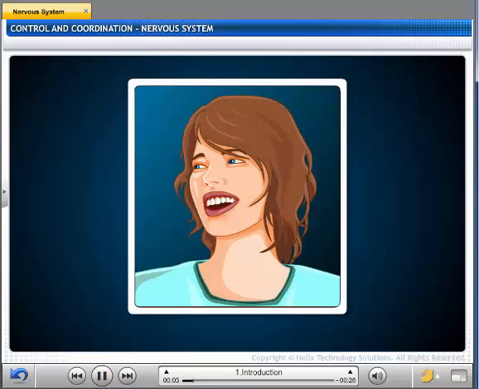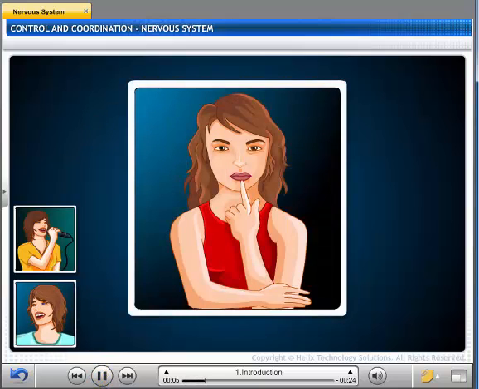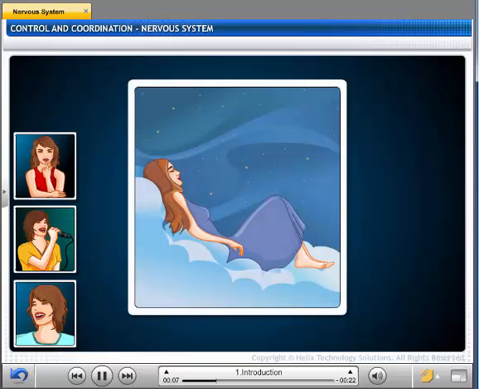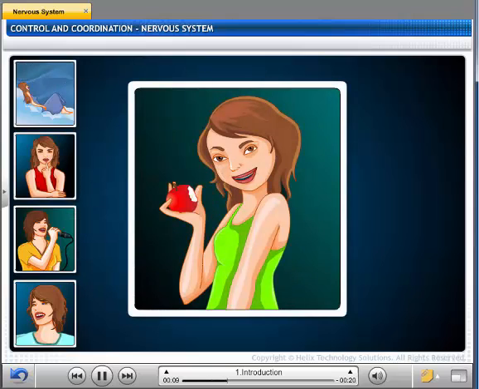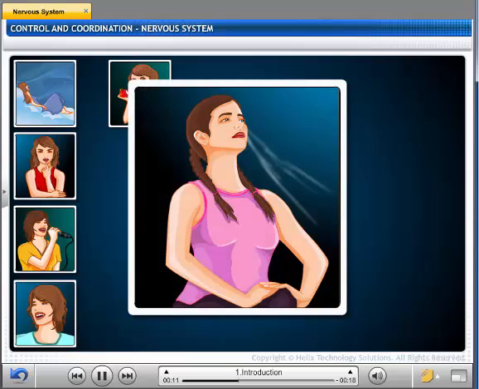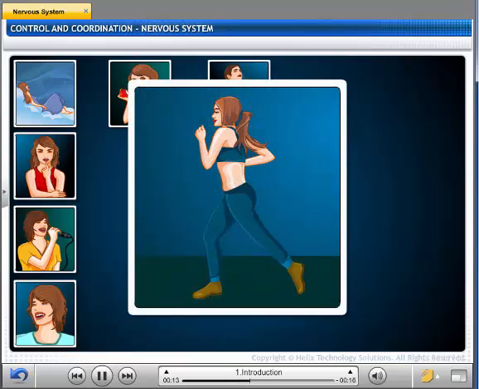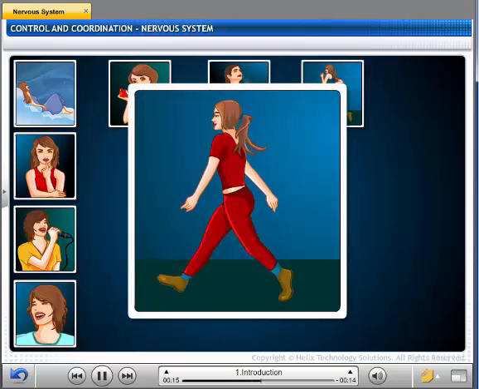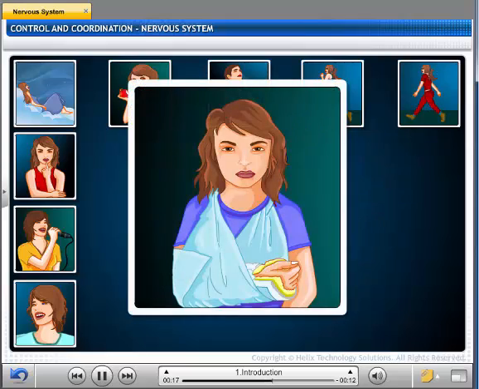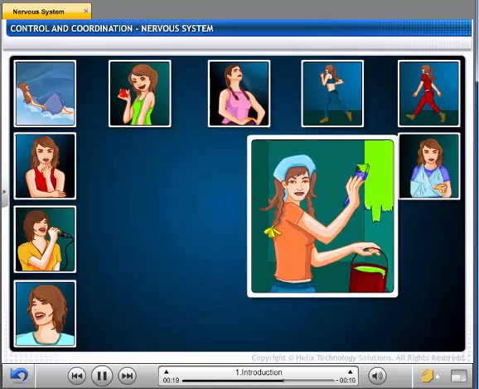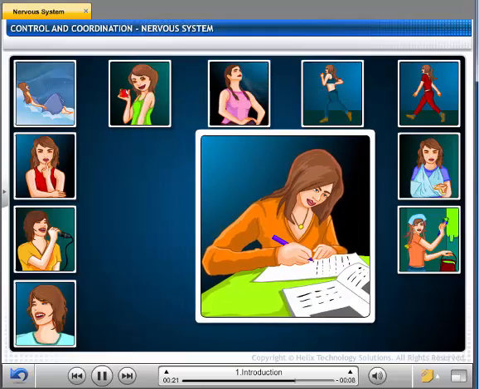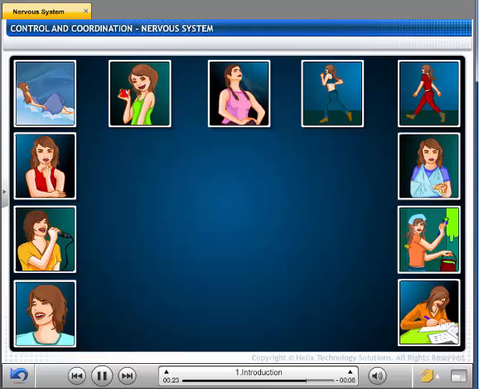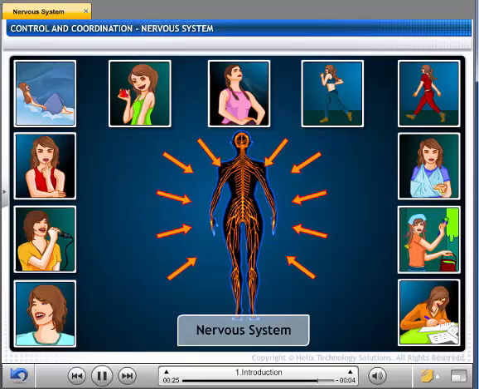Laughing, singing, thinking, dreaming, tasting, breathing, running, moving, feeling pain, painting, writing. We cannot do any of these things without our body's nervous system.